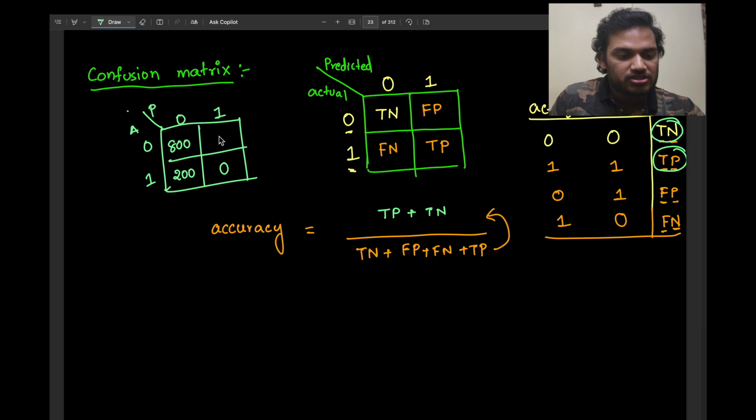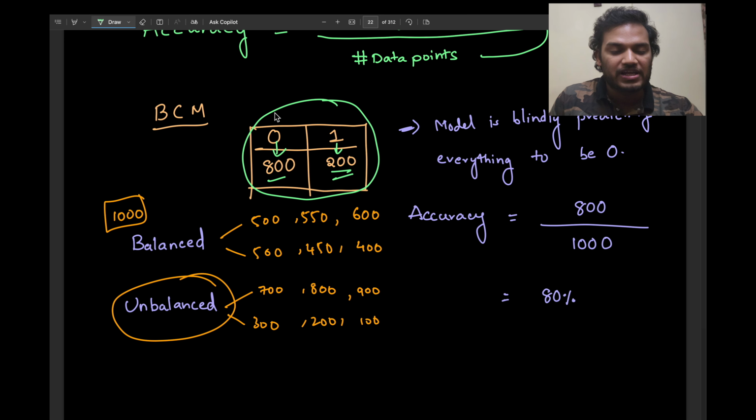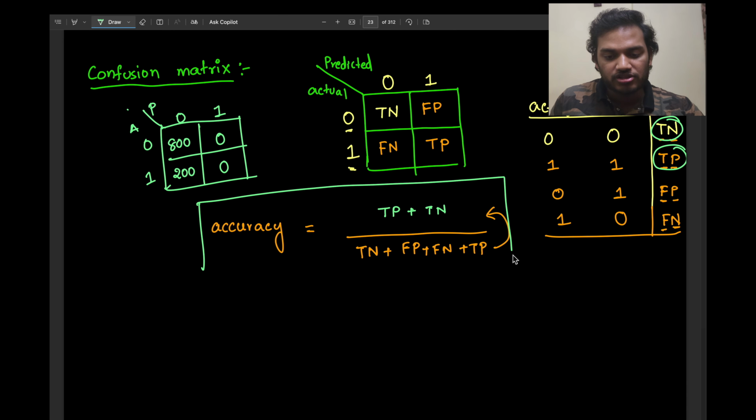And what about this one? This is false positive. That means the model predicted positive, but actually it is 0. There are no such points, right? Because the model is predicting everything to be 0 only. So that's why this will also be 0. Like this, my confusion matrix will look for this specific binary classification task. And this is my accuracy formula with respect to the confusion matrix that we have.